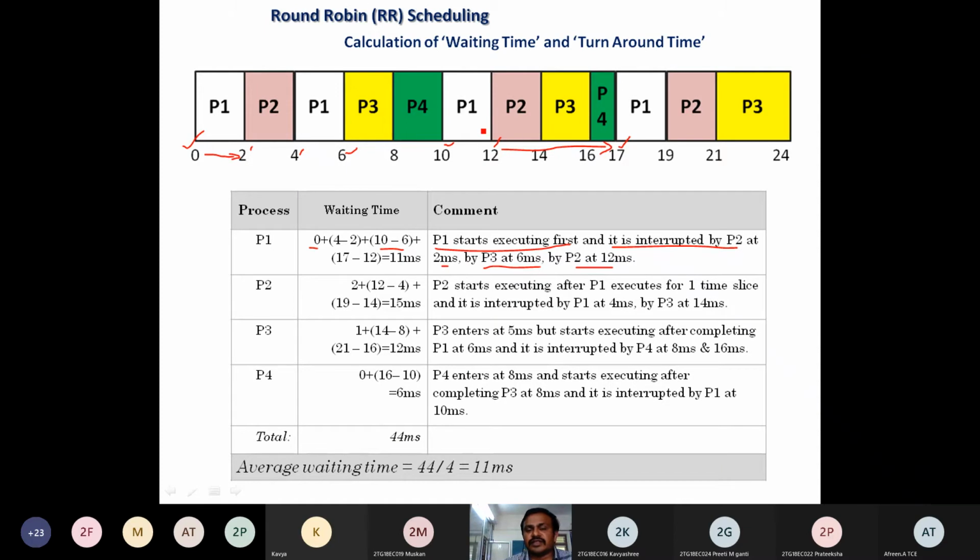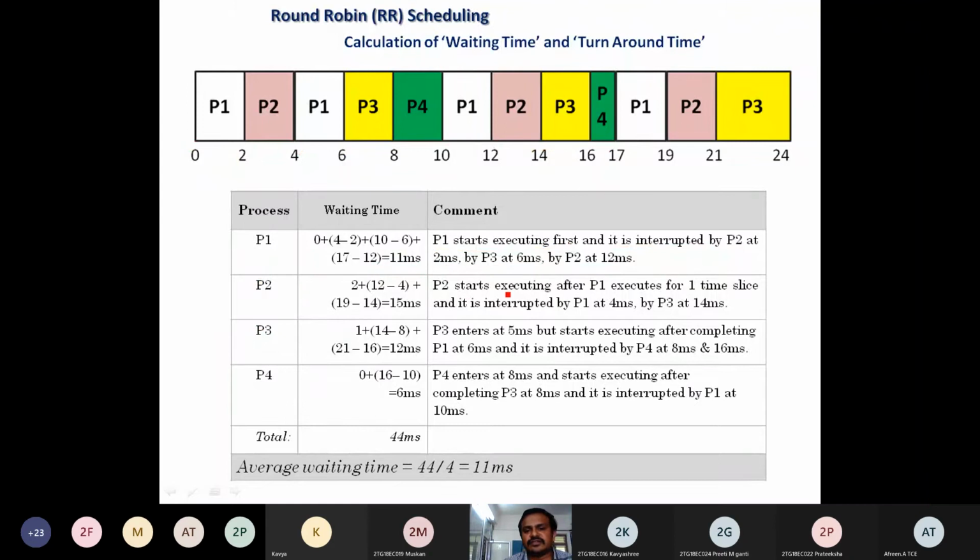Once its turn comes, that duration is known as the waiting time. So here it is 17 minus 12. The overall waiting time is the sum of all waiting times, which is 11 milliseconds for P1. Similarly, what about P2? Let us go for P2.